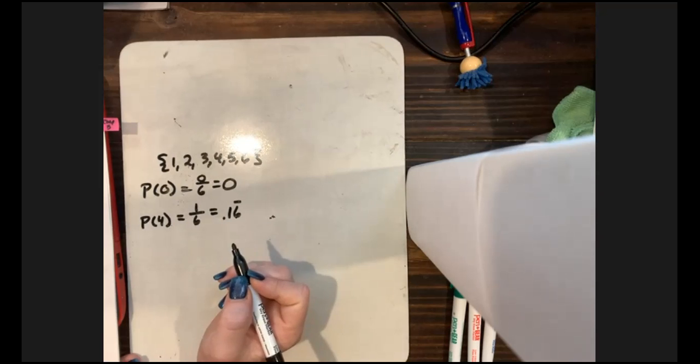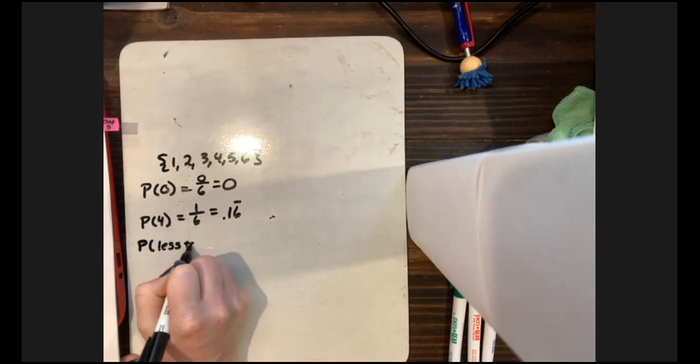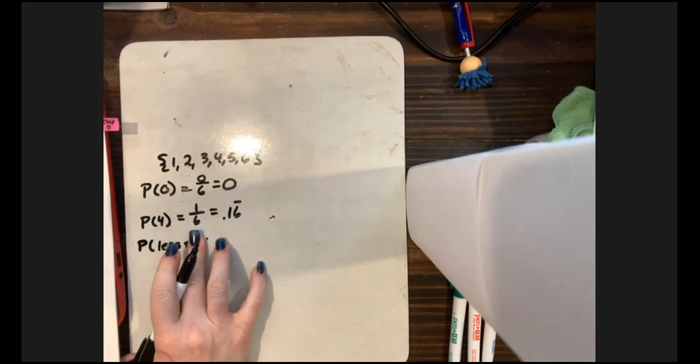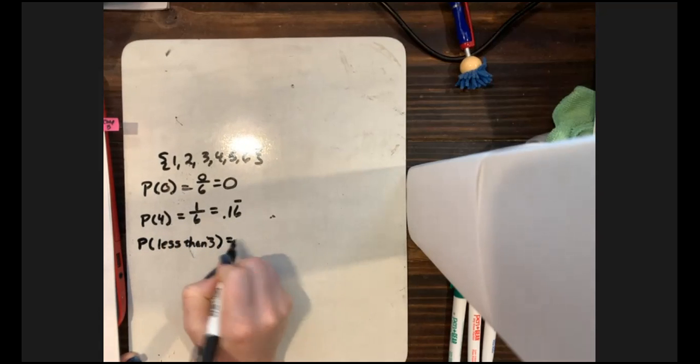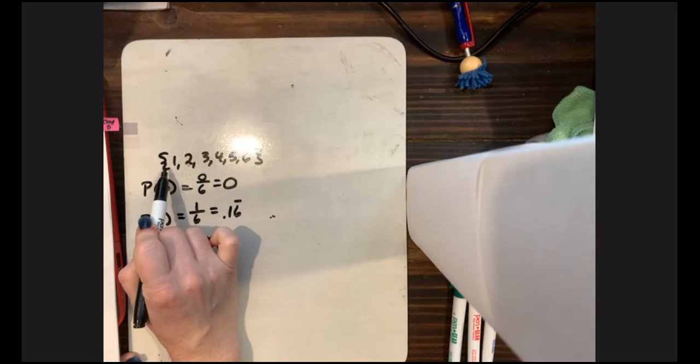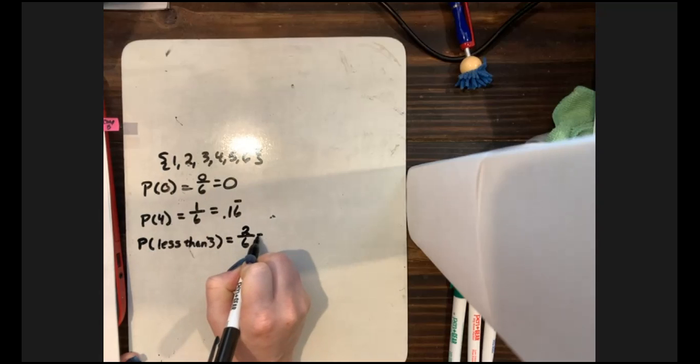Then they ask, find the probability of less than 3. So looking at my numbers that are less than 3, I have values 2 and 1. So there are 2 sides out of 6. That will reduce to 1 out of 3.